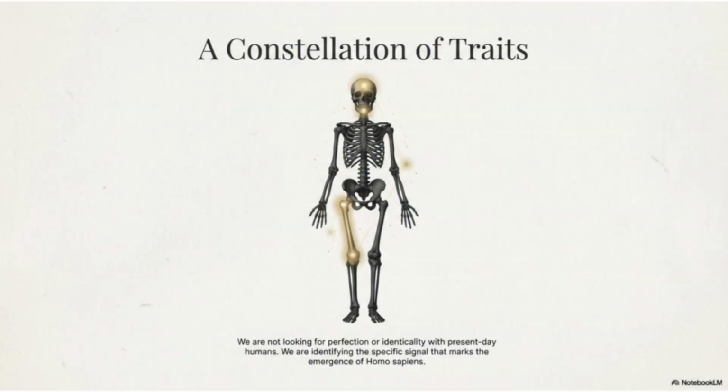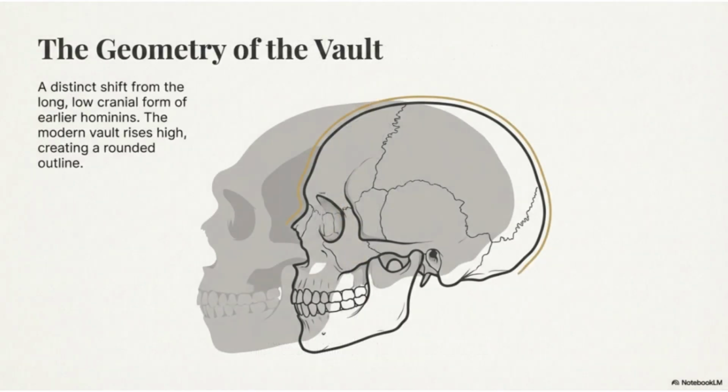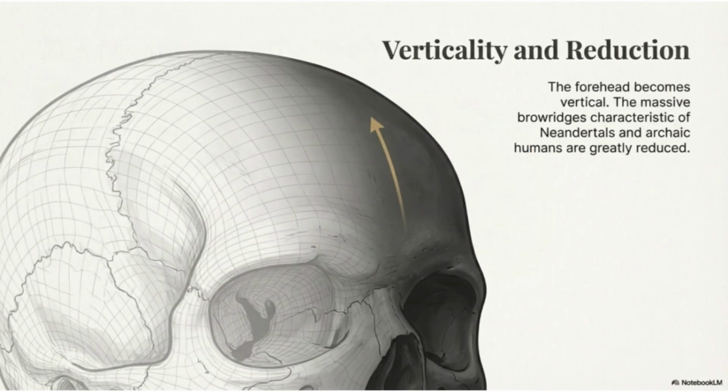In this section, we explore the anatomical and behavioral traits that define modern Homo sapiens. Let's revisit what researchers mean when they describe a fossil as anatomically modern. We're not talking about perfection or identicality with present-day humans. Rather, we're looking for a constellation of traits that, taken together, signal the emergence of Homo sapiens. When you look at a modern human skull, the first thing you'll notice is the shape. The vault rises high and curves smoothly, creating a rounded outline instead of the long, low cranial form we see in earlier hominins. The forehead becomes more vertical, and the massive brow ridges that characterize Neanderthals and other archaic humans are greatly reduced.